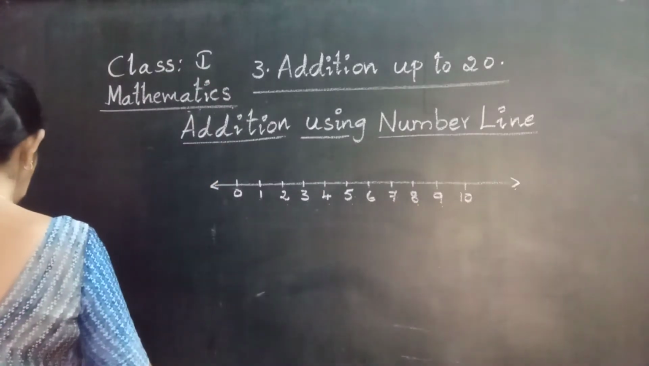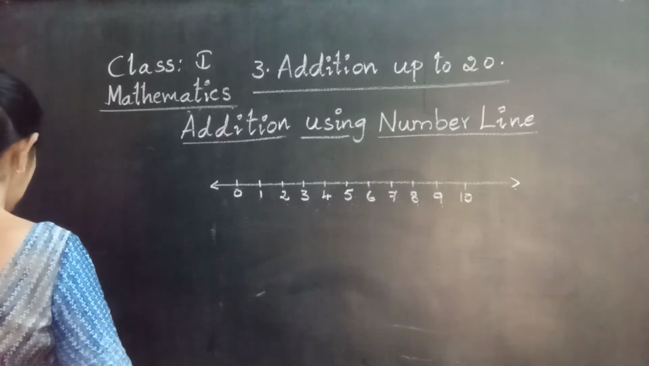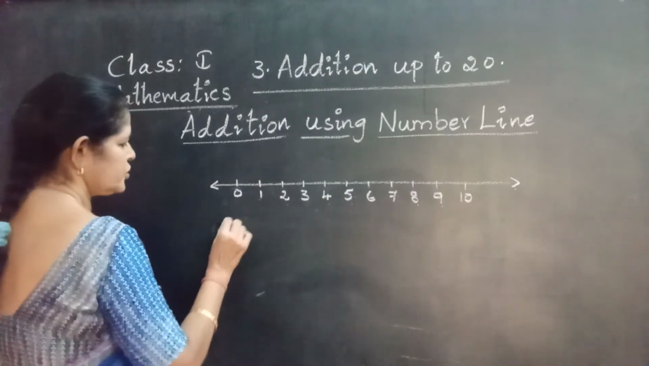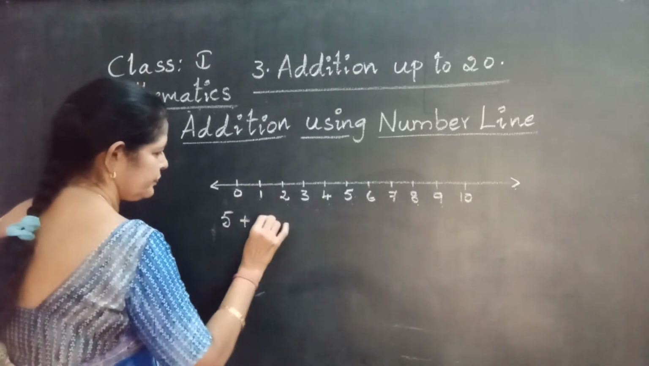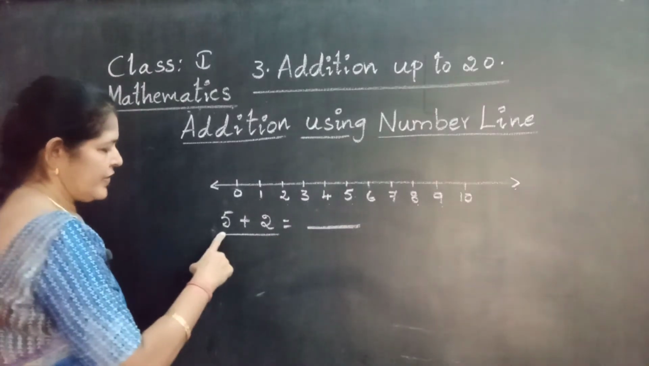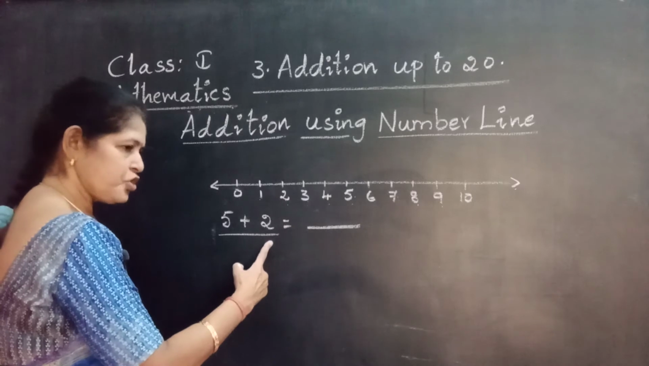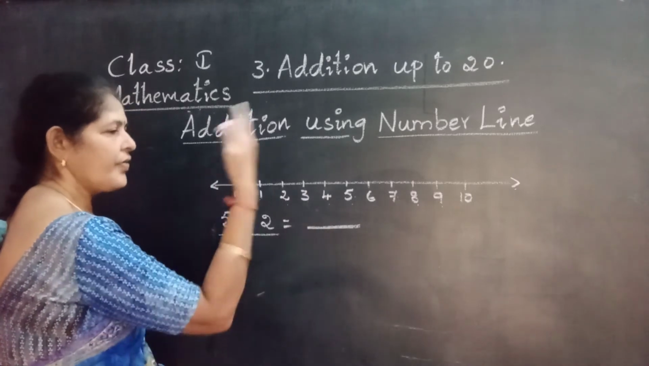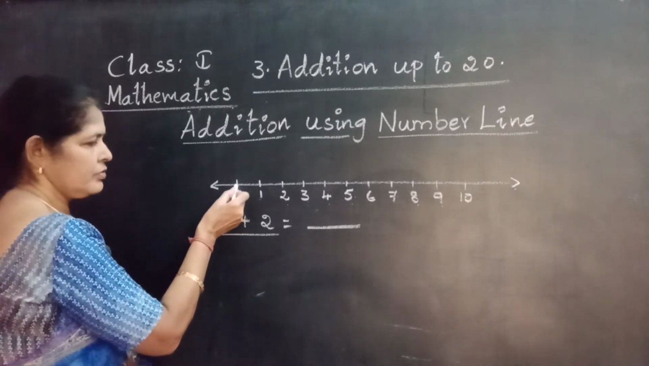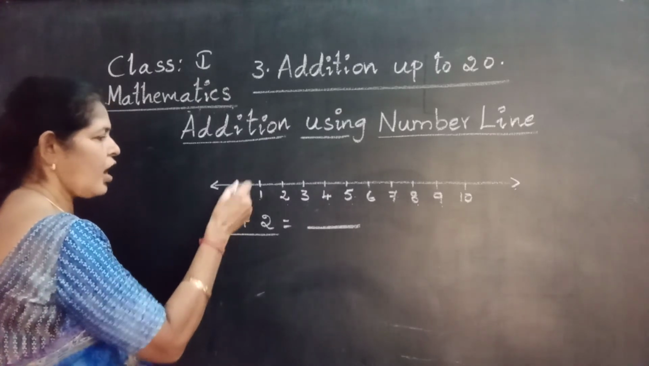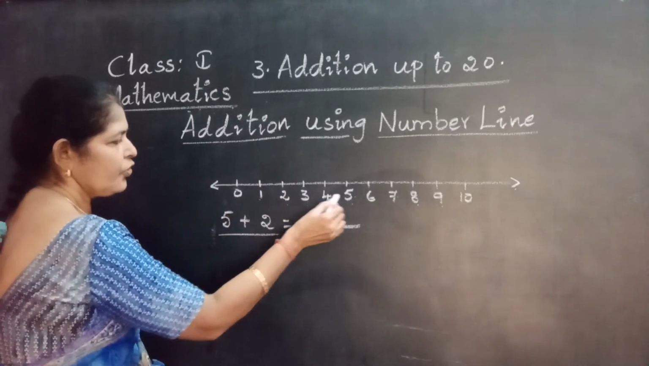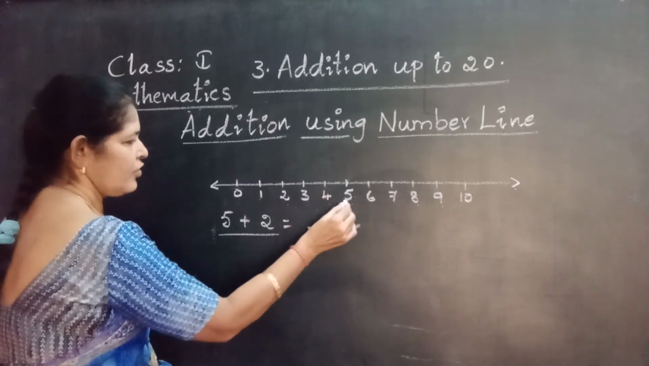Now how to do addition on a number line? Let us add two numbers on a number line. Example: 5 plus 2. The given addition is 5 plus 2. First number is 5. Second number is 2. How to find the total on the number line? What is the first number? 5. Start from 0 and count 5. Where is 5? From 0: 1, 2, 3, 4, 5. This is 5. Yes or no?